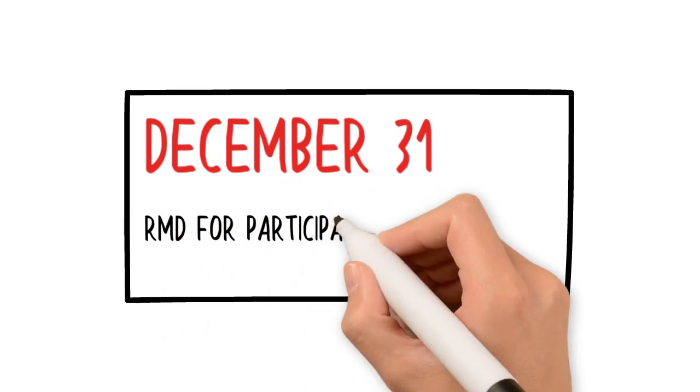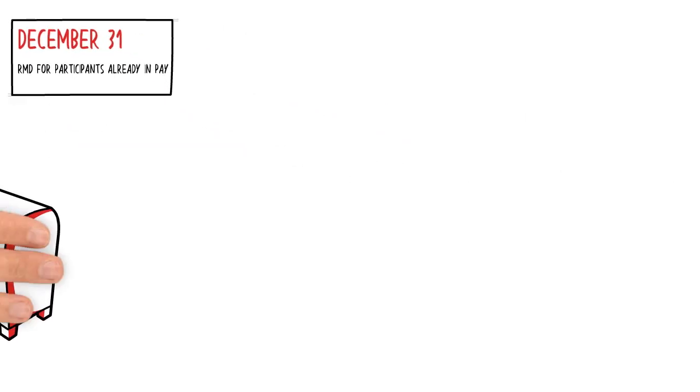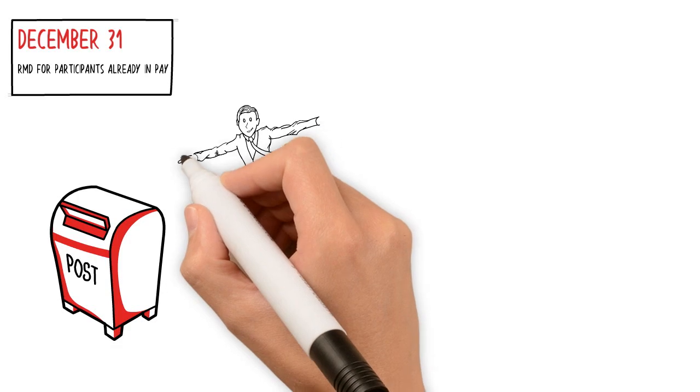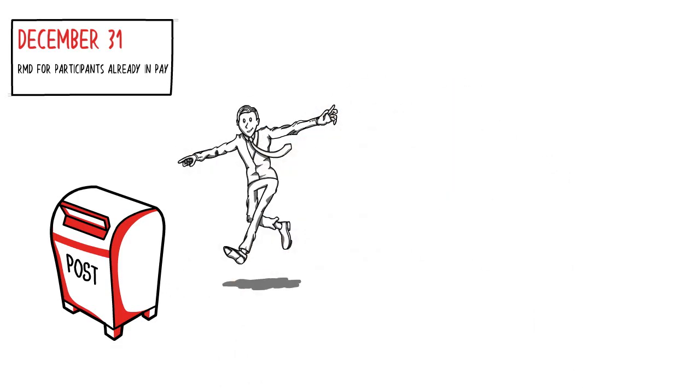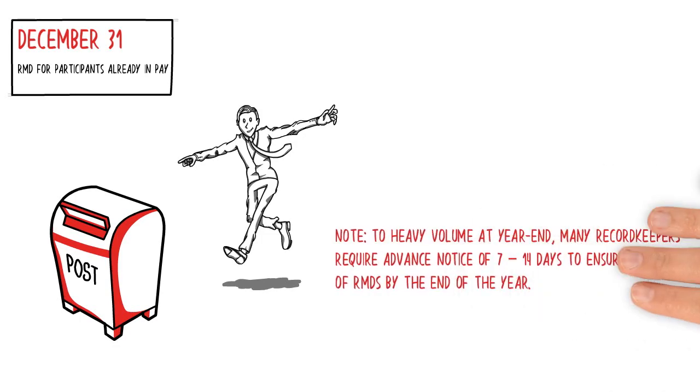December 31st. RMD for participants already in pay. Participants who have already begun receiving required minimum distributions must receive their RMDs by December 31st each year. Due to heavy volume at year-end, many record keepers require advance notice of 7 to 14 days to ensure processing of the RMDs by the end of the year.